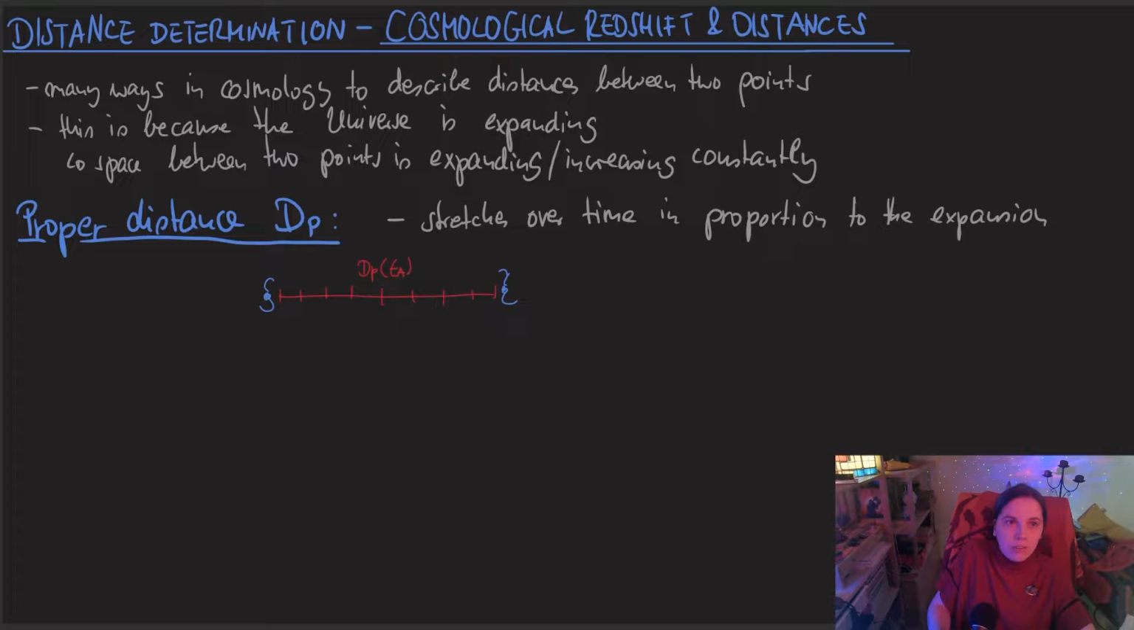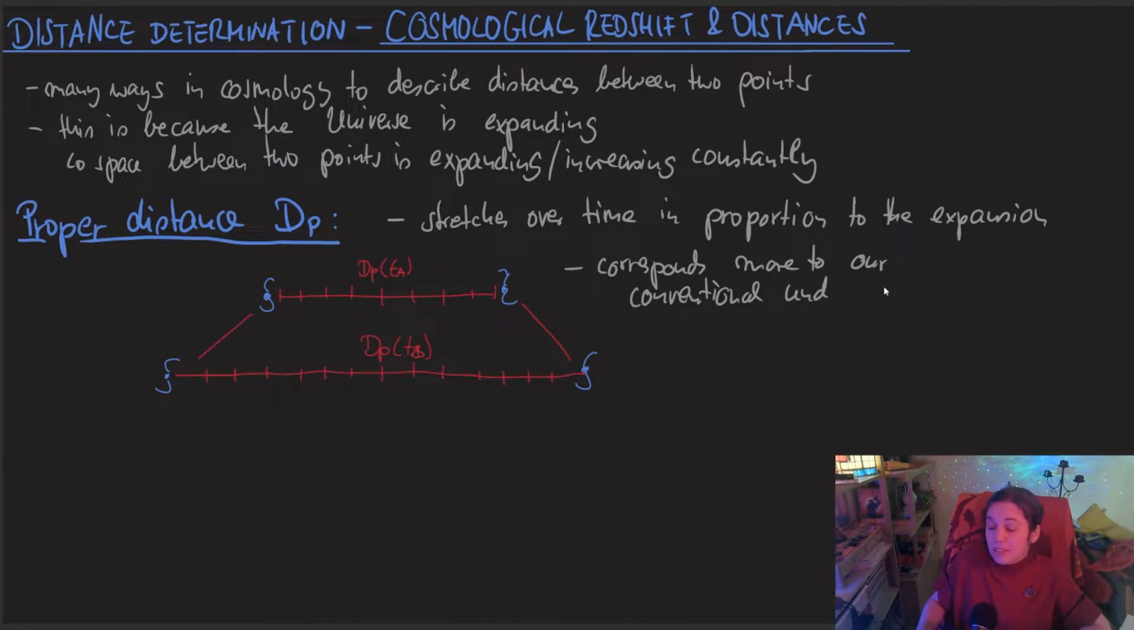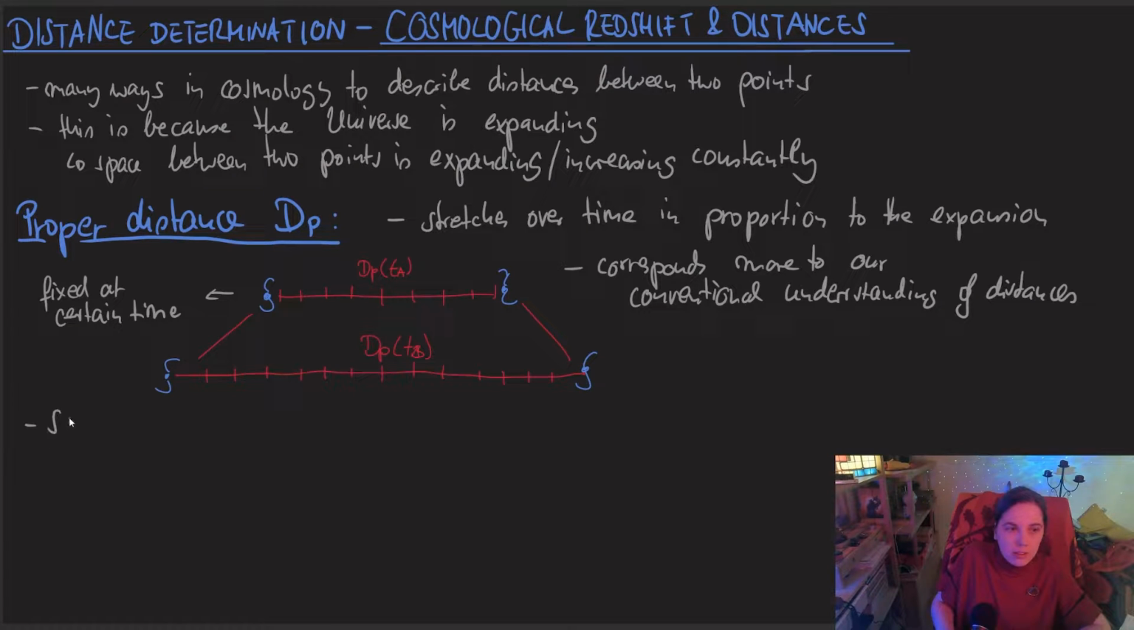Now some time passes, and after some time has passed, the space between these two has increased. They moved away from each other due to the space between them increasing or expanding. And I have this distance. So in case of the proper distance, the scale doesn't actually change. We just use the same scale as before. It expanded, and this is now the proper distance at time B, at a later time. This corresponds more to our conventional understanding of distances. Did I say time? I mean distances. So this here is basically fixed at a certain time. It's a fixed scale. The scale stays the same, as I said. So dp increases over time.